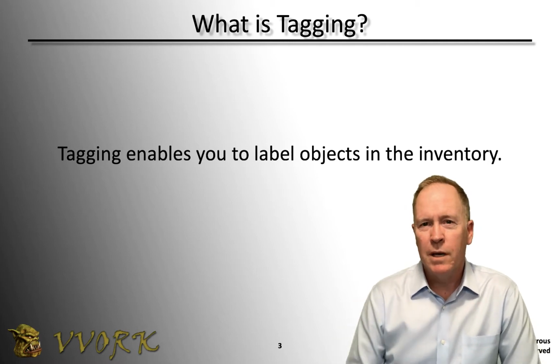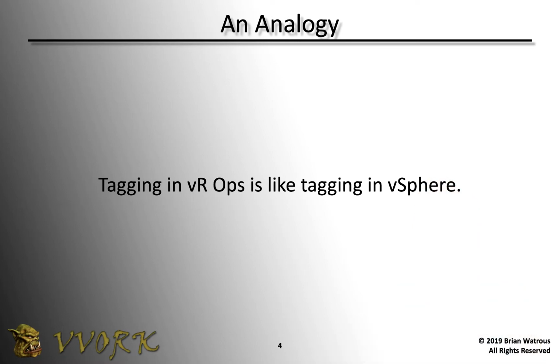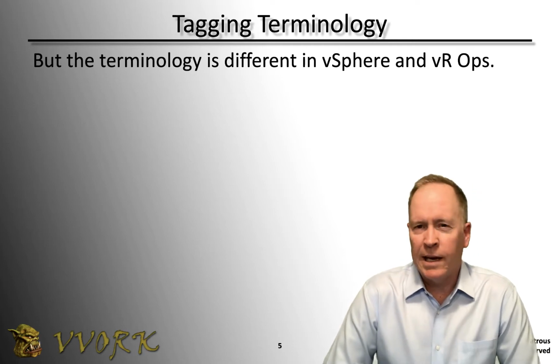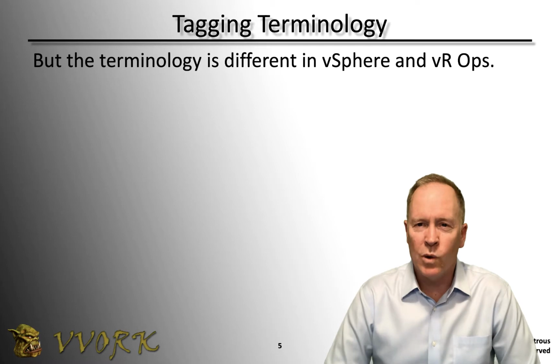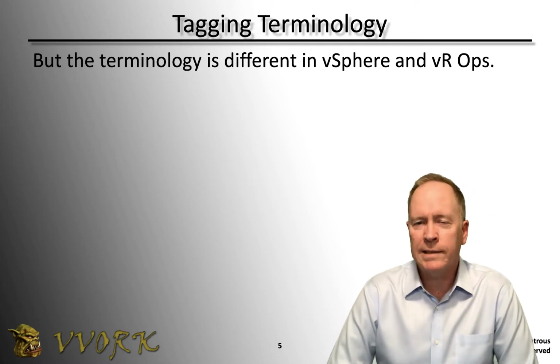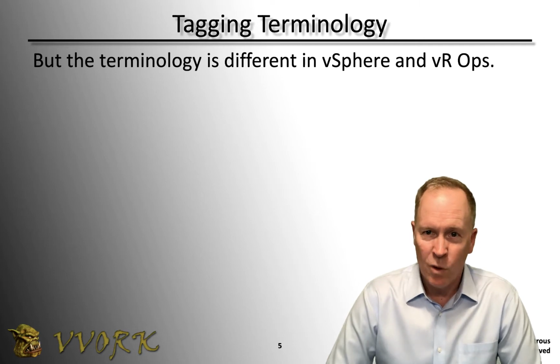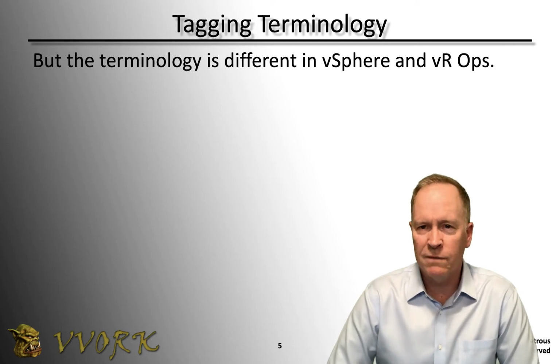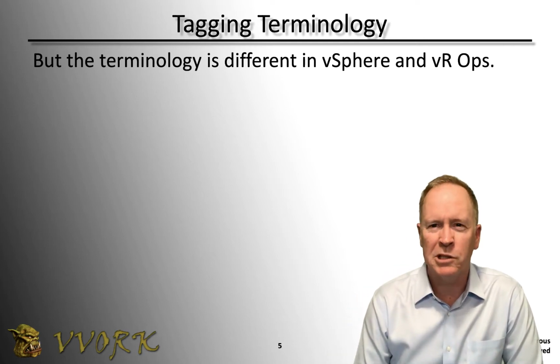as we dive deeper. But before we dive deeper, many of you who are watching this video are already familiar with vSphere. And vSphere actually provides a good entry point to understanding tagging in vRealize operations. And that's because vRealize operations tagging, in a lot of ways, is like tagging in vSphere. In both cases, tagging for vSphere and tagging for vRealize operations allows you to label objects in your inventory, either the vCenter inventory or the vRealize operations inventory. But, and this is the whole point of this slide, the terminology for tagging is different between vRealize operations and vSphere. So let's dive in and see what that terminology is.